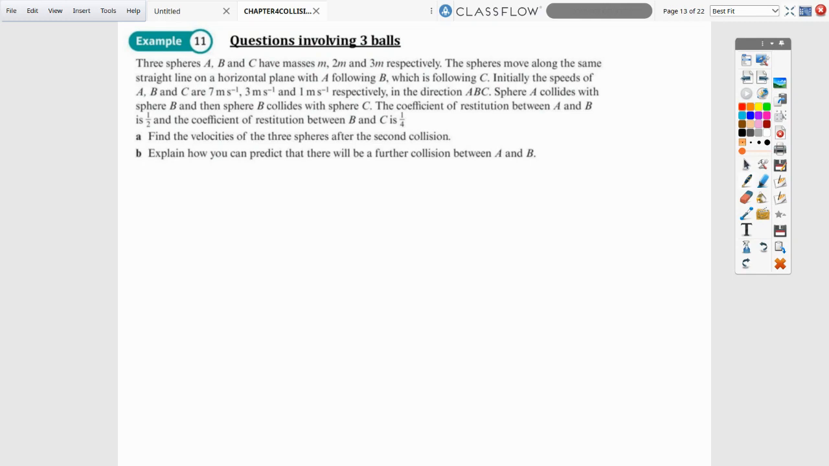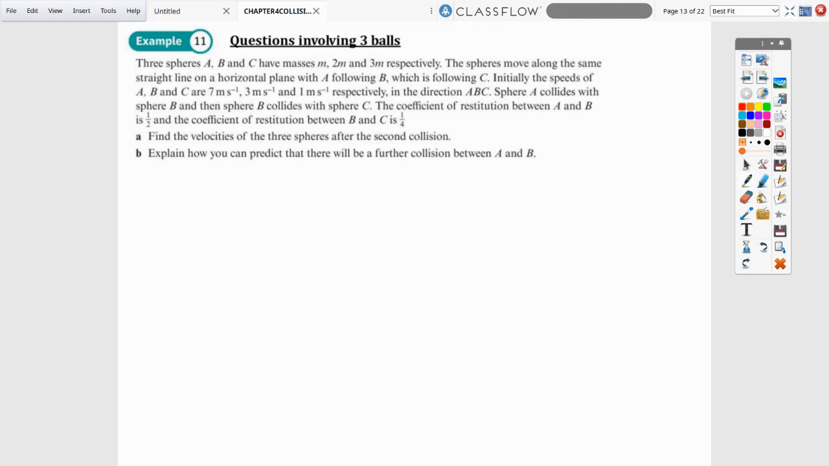Sphere A collides with sphere B, and then sphere B collides with sphere C. The coefficient of restitution between A and B is a half, and the coefficient of restitution between B and C is a quarter. Find the velocities of the three spheres after the second collision, and explain how you can predict that there will be a further collision between A and B.